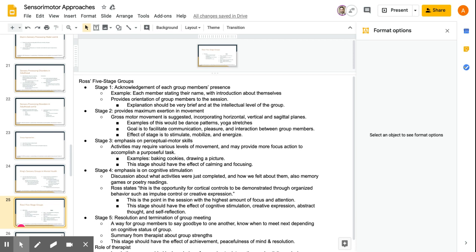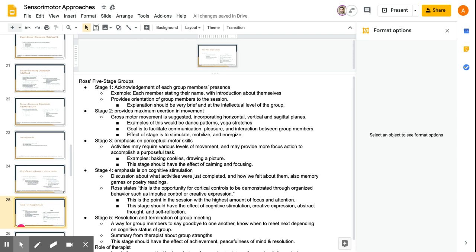Stage 3 involves emphasis on perceptual motor skills. This includes activities that may require various levels of movement and may provide more focused action to accomplish a purposeful task. Examples of this would be making a fruit salad, baking cookies, or drawing a picture. This stage should have the effect of calming and focusing post a large exercise gross movement in stage 2.